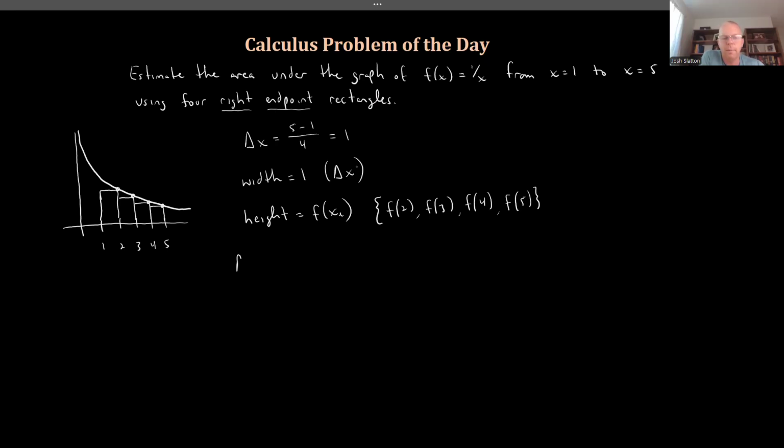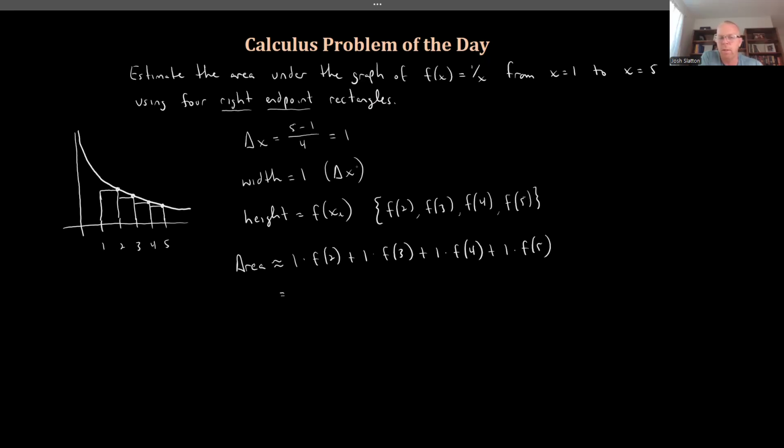So now the area is going to be the width times the height on this first rectangle. So that'd be 1 times f of 2, plus the width times the height on this second rectangle. So that'd be 1 times f of 3, plus the width times the height on the third rectangle, which would be 1 times f of 4, and then on the last one, 1 times f of 5.